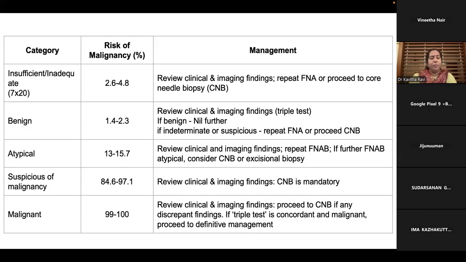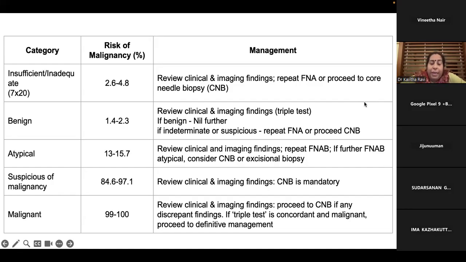When we give suspicious of malignancy, the risk of malignancy is always 84.6 to 97 percent. And in those cases, correlate with the, okay, review the clinical and imaging findings. And with this smear, a core needle biopsy is mandatory. Just correlate with the clinical and imaging findings and do a core needle biopsy.